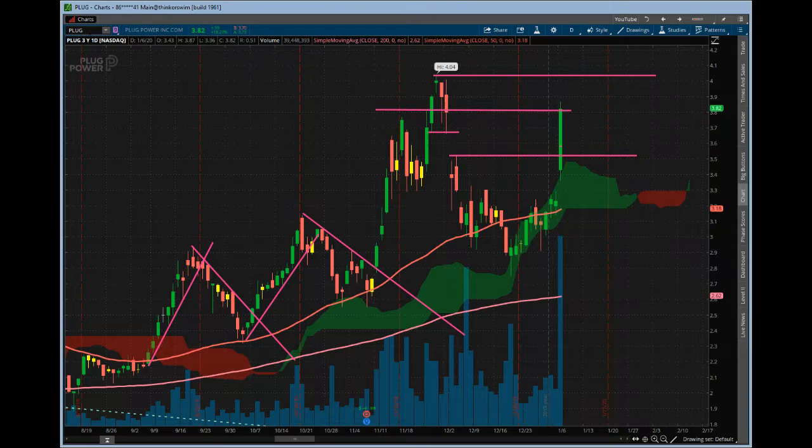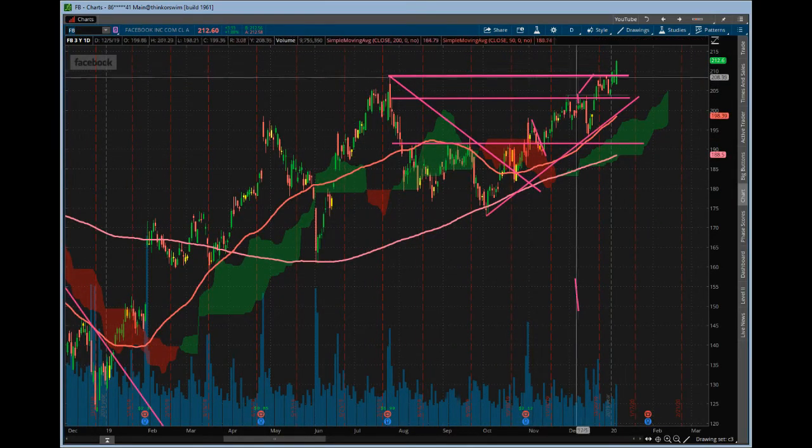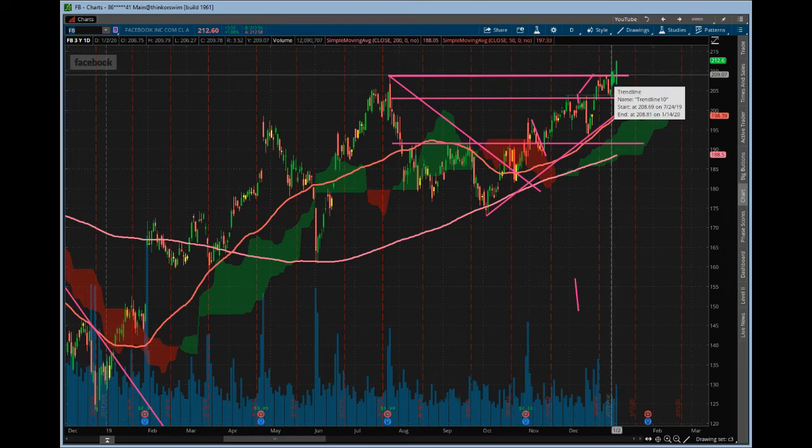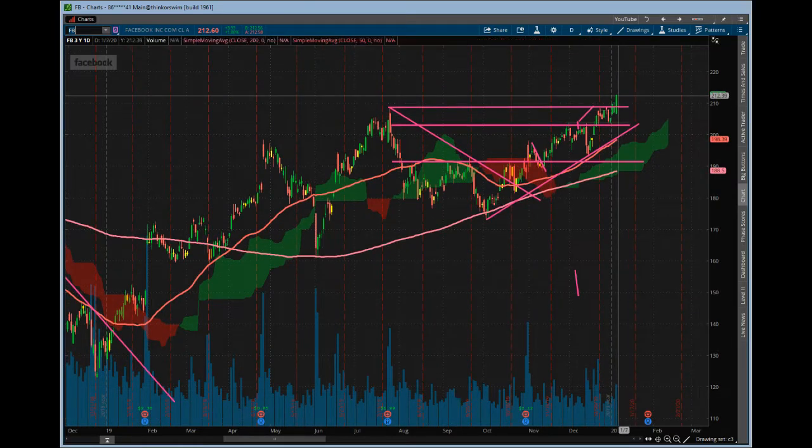Okay, Facebook. Facebook looks great, right? Love how it closed over these pivot levels here strong. It tried to do it here the other day, pulled back a little bit, gave an upper shadow, and today it said, nope, I want to be above all that stuff. Nice increased volume today, looking pretty good.